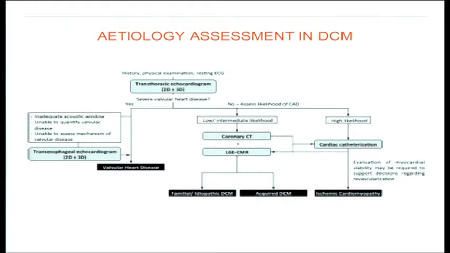This basically summarizes what I have told you. When you get a patient, after history, physical examination and ECG, we do a proper transthoracic echocardiogram with or without transesophageal echo and detect whether there is significant valvular disease. If not, we need to identify whether they are high risk or low risk for ischemic heart disease. If the risk is high, then straight away we can send the patient for cardiac catheterization, which will confirm or exclude underlying ischemic cardiomyopathy. Otherwise, they can go for coronary CT.